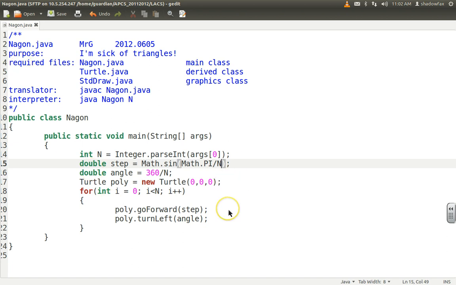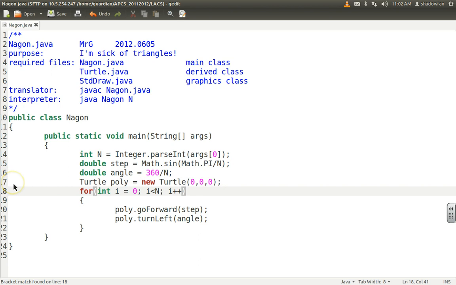Do you have that? Make sure you have that, same thing. All right, so we're inputting arg0, step is pi over n, angle is 360 over n, and then I called it poly is turtle 0, 0, 0, and I didn't change the loop or anything. Now what I want to do is adjust this so that, using the symmetry of the polygon, I can actually fit it on the screen that I had, okay?